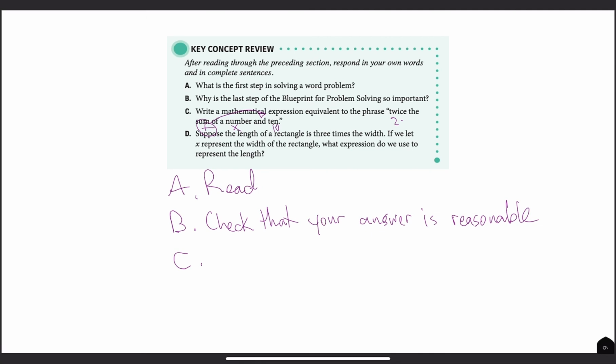So it says twice the sum, so 2 times the sum. So this is when we have to use parentheses. The sum of a number and 10. Twice the sum of a number and 10. The parentheses say I have to sum the number and 10 first and then double it. And that makes sense in the context of this problem.